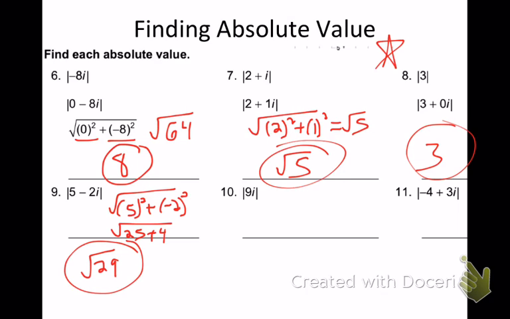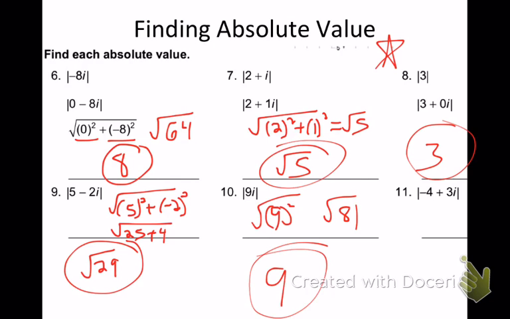Take a couple seconds, work these last two out on your own. Hannah, what am I going to get there? Yeah, you end up getting 9. Because you end up doing 9 squared, 9 squared is 81. Square root of 81 gets me 9. 11, Allie, what'd you get for 11? 5, how'd you get that? Negative 4 squared plus 3 squared, right? Which is 16 plus 9, which is square root of 25. Square root of 25 is 5. Good work.